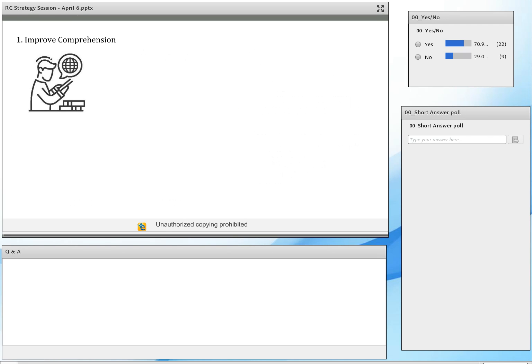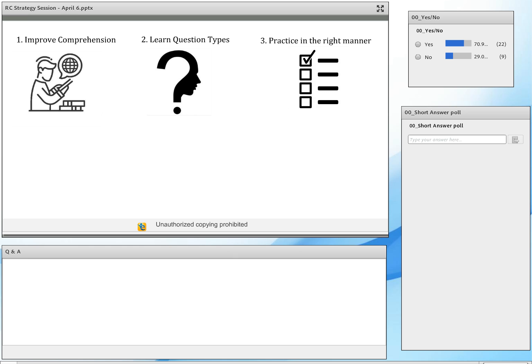Now, I promised you that I'm going to give you a study plan. So here it is. The first thing that you have to do is improve your comprehension, right? The second thing is, once you've improved your comprehension and you understand what the passage says, how do you use that to solve questions? So for that, you're going to learn different question types, okay? And then you're going to practice in the right manner, so that you can enhance your skills.